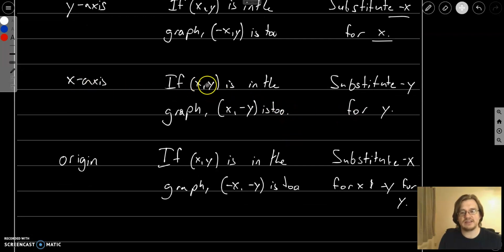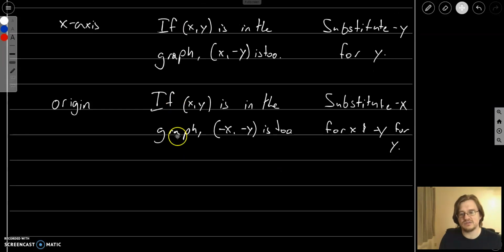Likewise, if we have x-axis symmetry, again, this is flipping across the x-axis, so we're changing the height. So if x, y is inside the graph somewhere, x comma negative y should be there too. The x value stays the same, but the y value flips. So again, how do we check if we're given some sort of formula? Well, we substitute negative y for y, and if the formula is still true, we have x-axis symmetry.